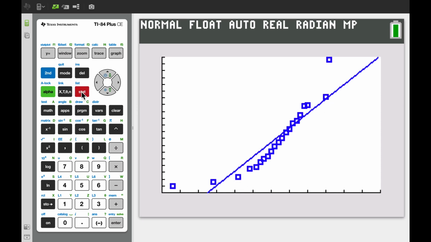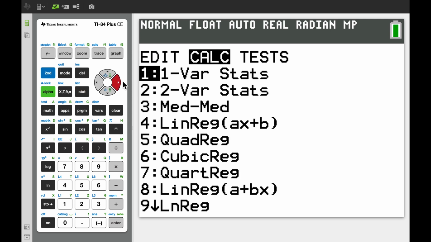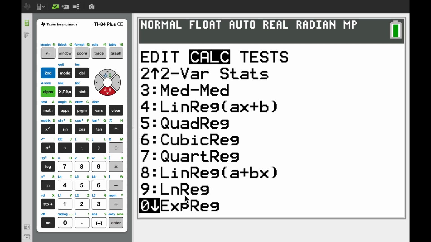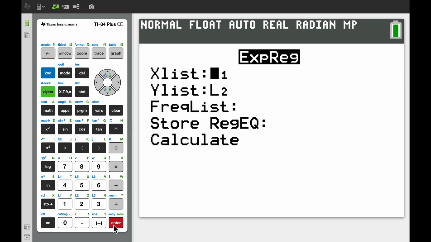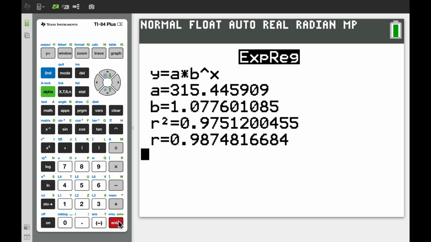So let's go to Stat and Calc. And then what we're going to do is we're going to not do linear regression, but if you keep on going down to 0, it says exponential regression, and that's the one we want if it's exponential. So I'm going to choose that one. So exponential regression, you're going to go through the same thing, like it's going to make sure we're using the right list and everything. We're going to calculate it.